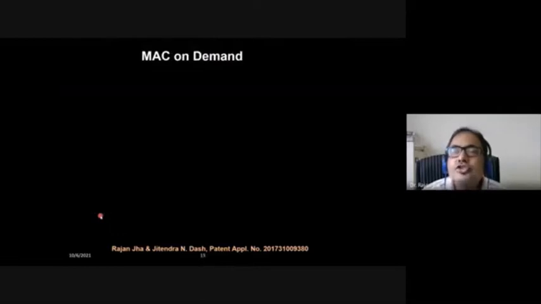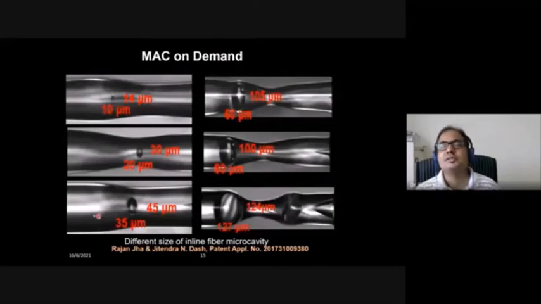In the next slide, I will show you the parameters of the major and minor axis, depending on your requirement, or on what strain or other parameter you want to monitor, and therefore we call it a MAC on demand. So we go all the way from 10 micron to 14 micron, 60 micron to 105 micron, 30 micron. You see that all different diameters can be created. So this is what we call a MAC on demand.